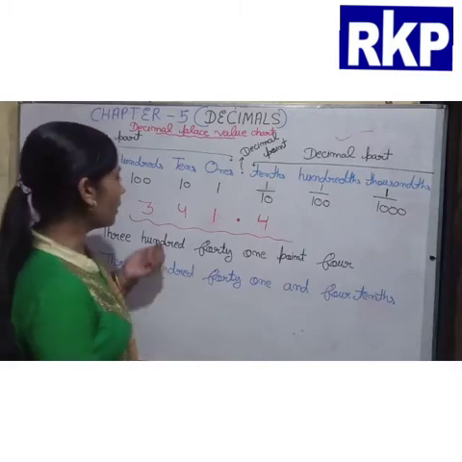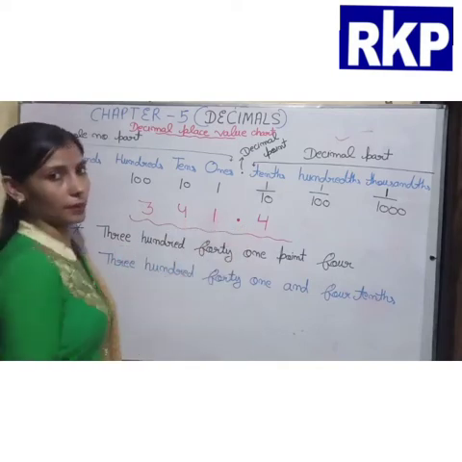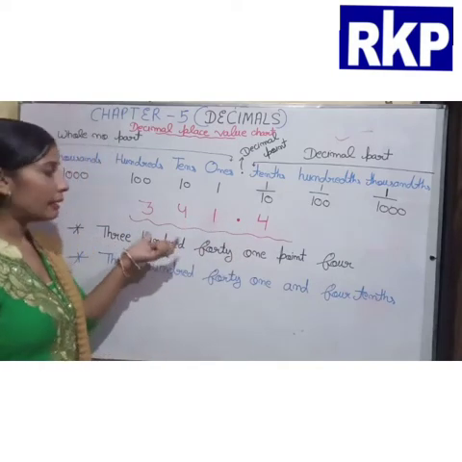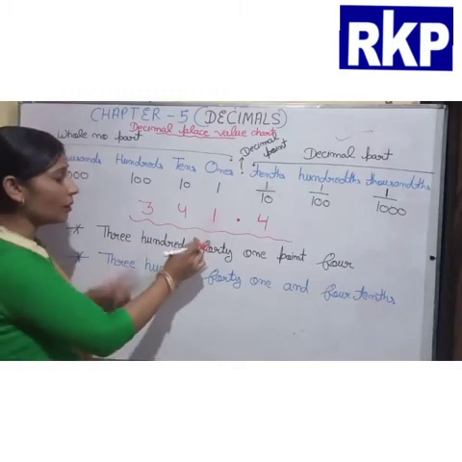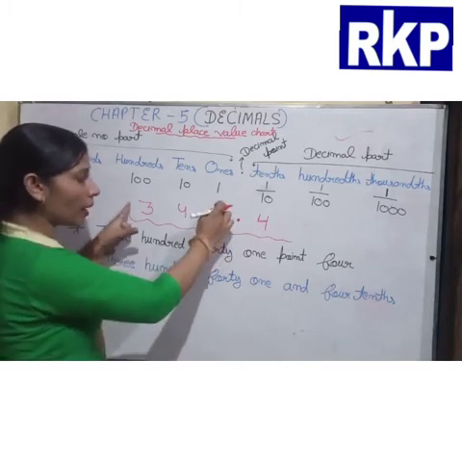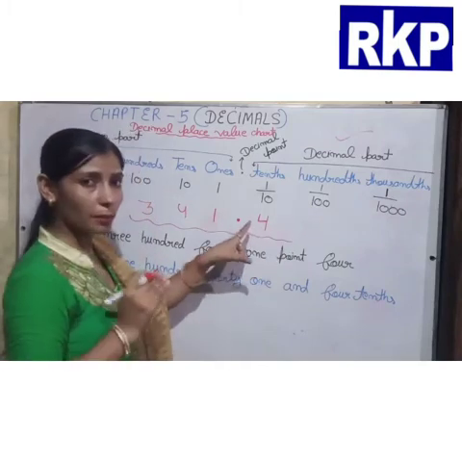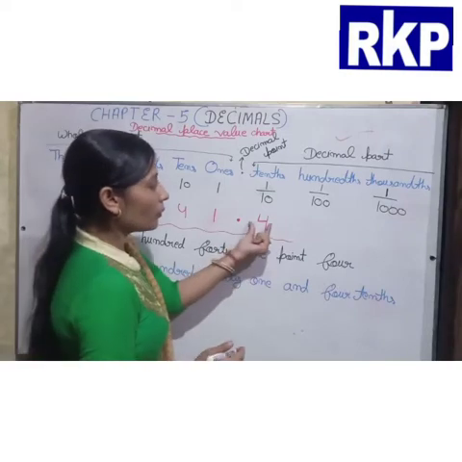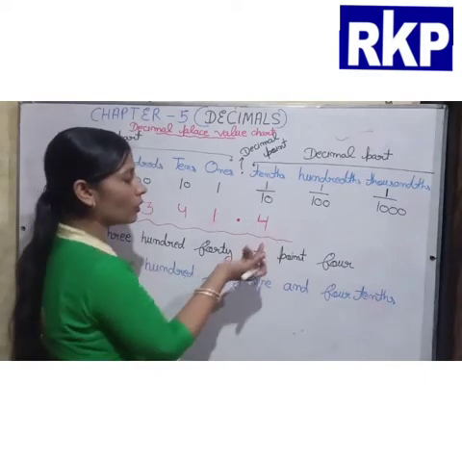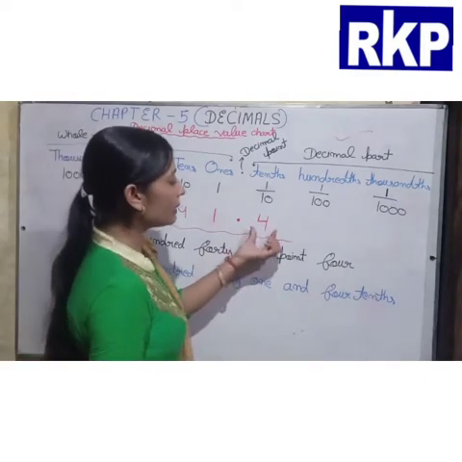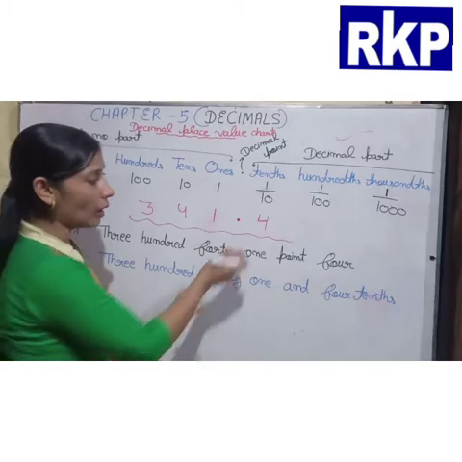Now students, here I have written one decimal number, and let us see how can we read this number. Beta, there are two methods to read it. In both methods we have to read the whole number part as it is, but in the decimal part, in the first method, we have to read every digit separately. But here we have only one digit, so we have to read it separately. But in the second method, how can we read it?